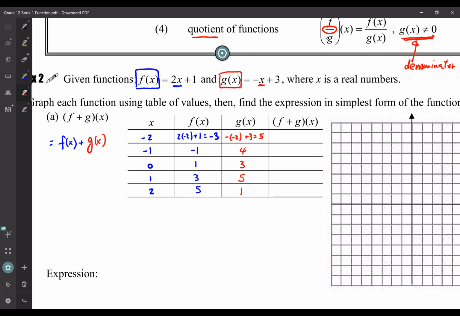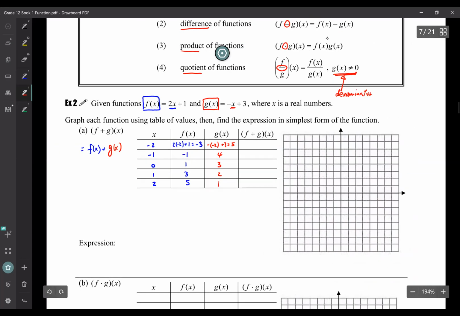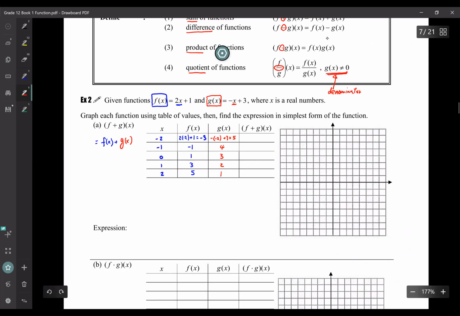For 1, it's 2. It'd be 2, yeah, okay. Or you can see from the pattern. Remember you have to times it by negative and then plus 3. Okay, so now we just follow the table and then draw the graph.